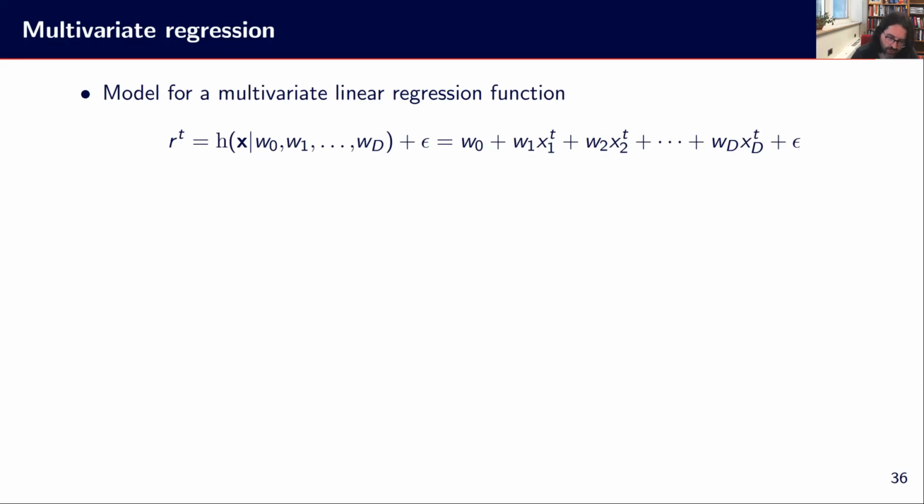So our function tries to predict r^t, and this r^t we try to fit is a real value. And so we have a function h that is a function of w0, w1 up to wd, plus some epsilon, which is describing the noise. And so as such, using a linear model, we have w0 plus w1 x1^t, w2 x2^t up to wd xd^t plus the epsilon.